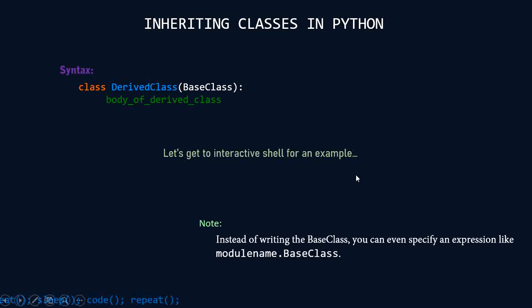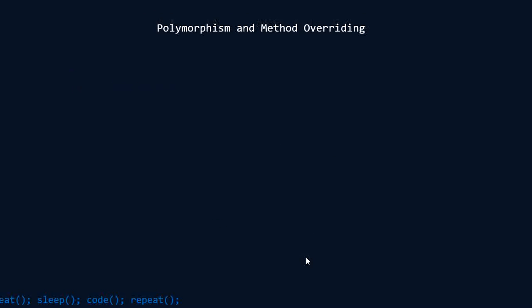So instead of writing just the base class, you can also specify the expression like module name dot base class. If the base class is written in a different module, you can write the module name and the base class. This is very easy, you can do it on your own also. You can import the module name dot base class, whatever class you want to import. So this is the inheriting class.